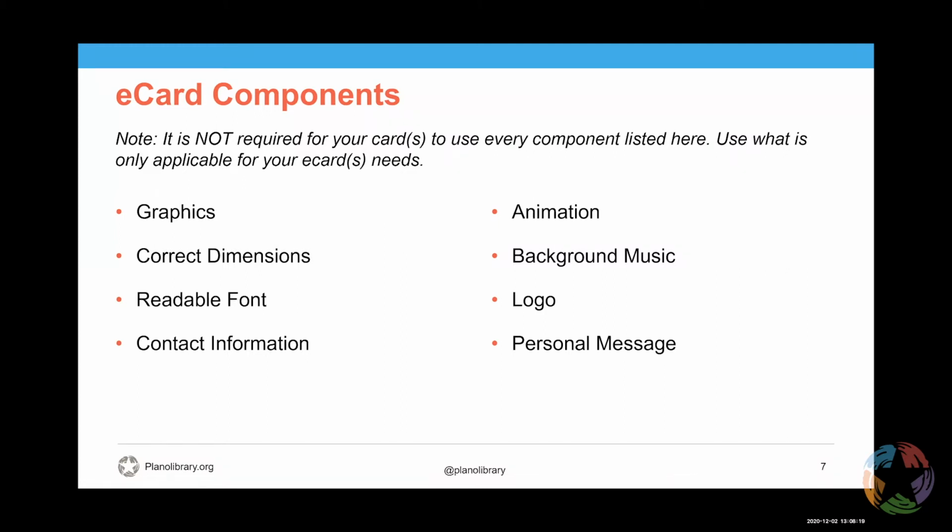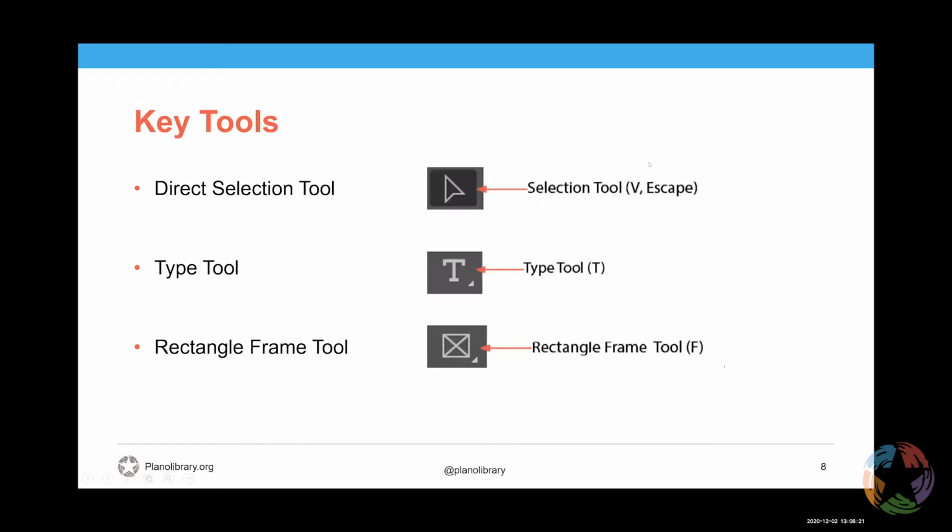All right. So before we jump into InDesign, I do want to highlight the key tools that we will be using in the software. We have our direct selection tool, also known as the black arrow. We have our type tool, which has that T, and our rectangle frame tool, which is this square with the X through it.